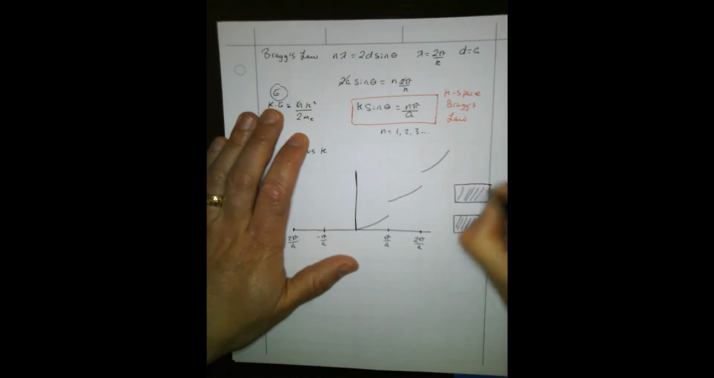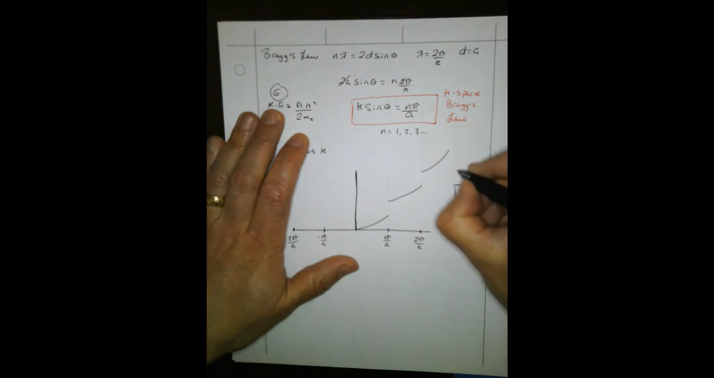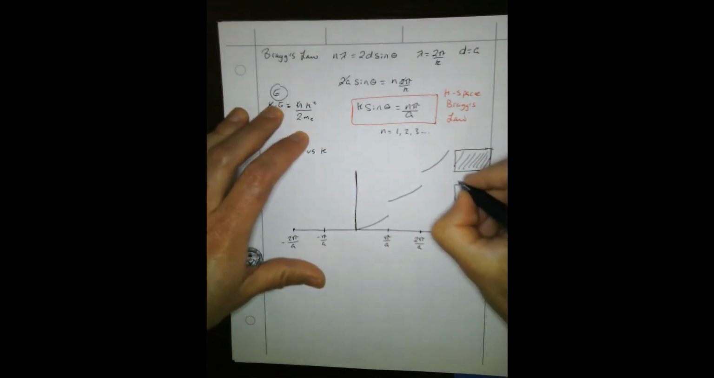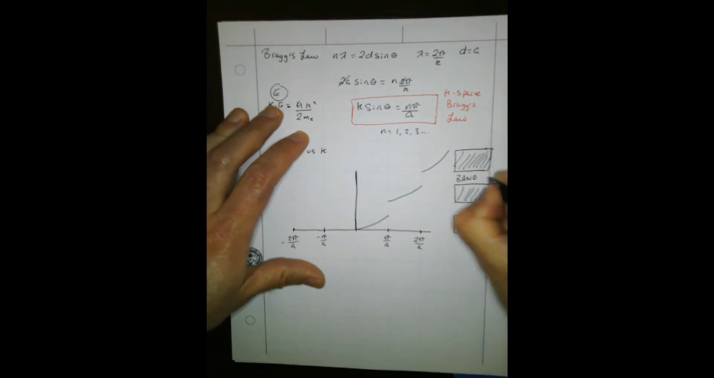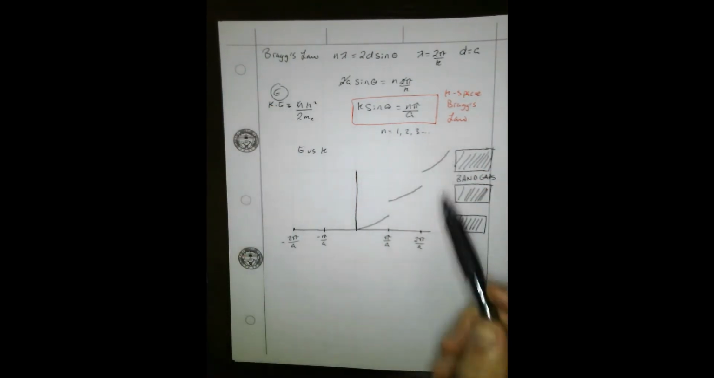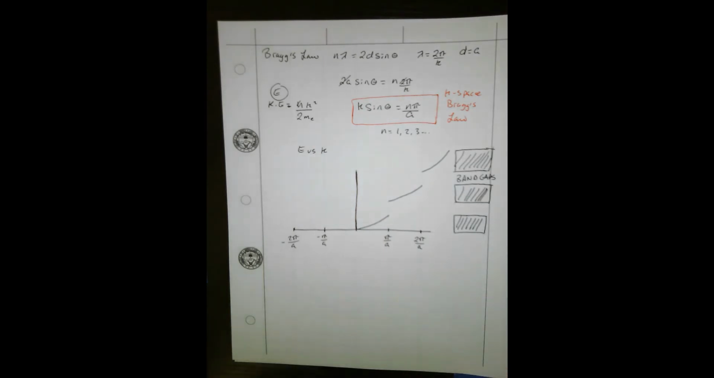Remember, we're talking about electron diffraction in metals. We can basically say that, yes, indeed, metals do have band gaps. These are band gaps, and the band gaps are where the diffraction condition is met. So the fact that we're having diffraction in metals means that metals do have band gaps.